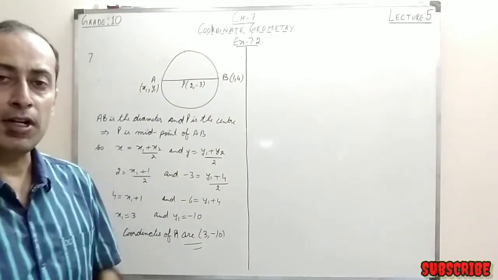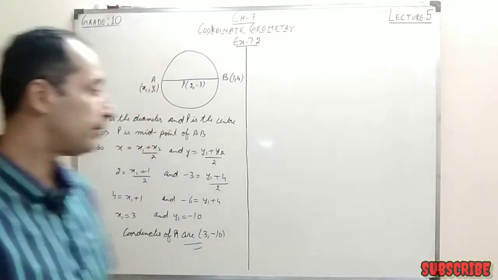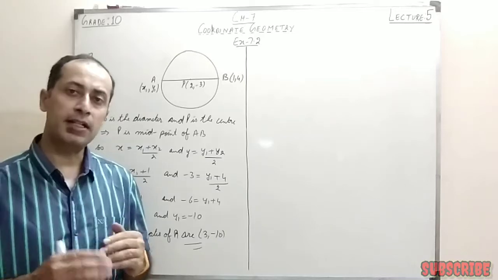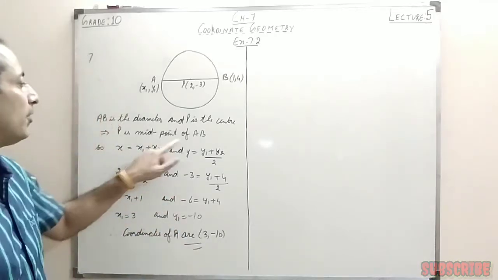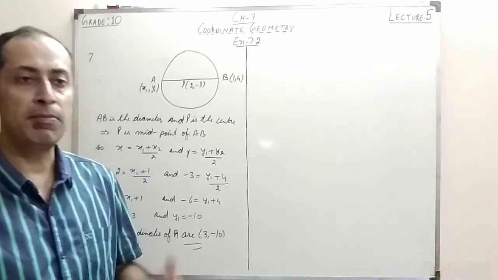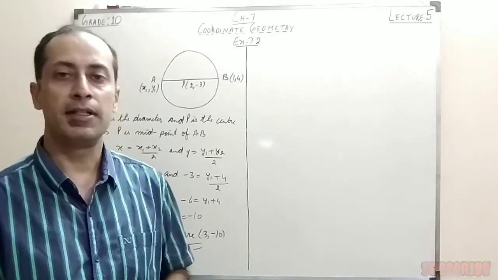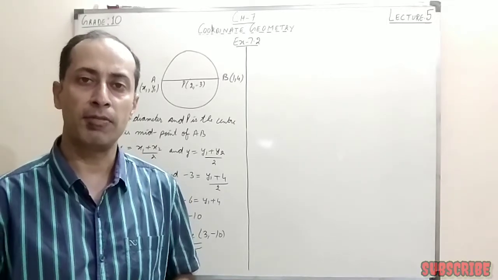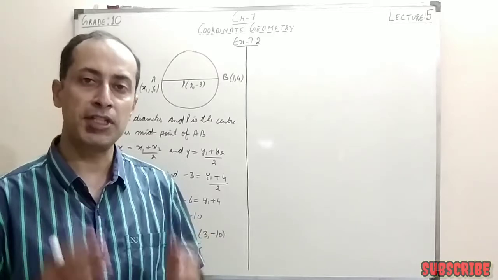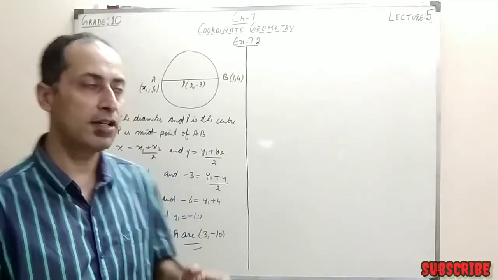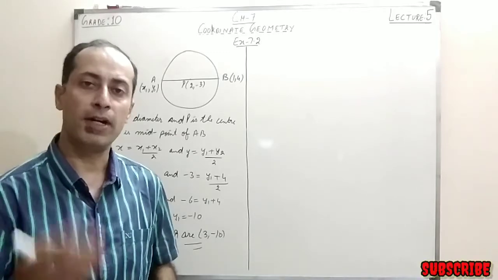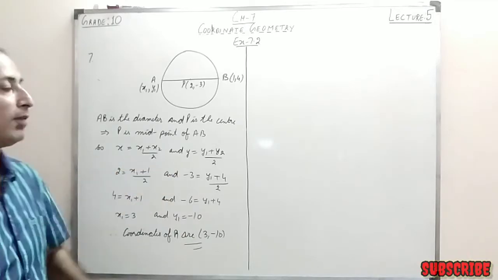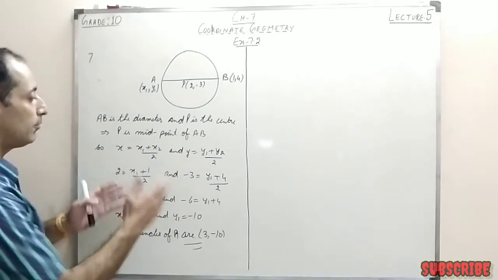So we suppose that the coordinates of A are (x1, y1). Now since AB is the diameter and P is the center, P will be the midpoint of AB, and we know by the midpoint formula that the x coordinate of the midpoint is (x1 plus x2) upon 2 and the y coordinate of the midpoint is (y1 plus y2) upon 2. So using this relation we can find the coordinates of A, that is x1 and y1. Now we know x equals (x1 plus x2) upon 2 and y is equal to (y1 plus y2) upon 2. So I have done both things simultaneously.